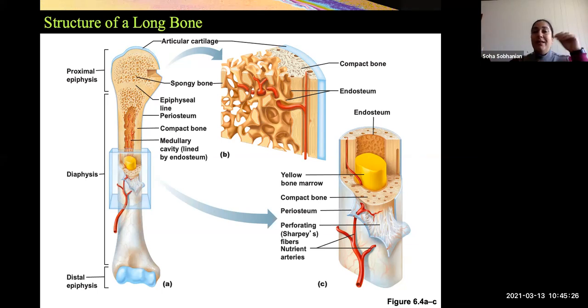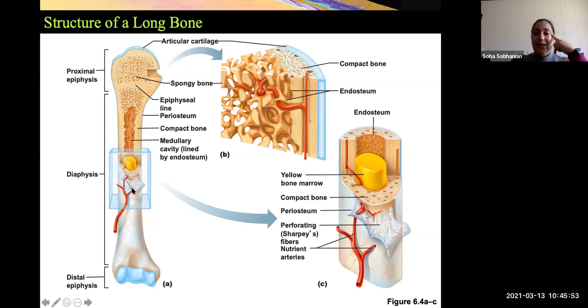So in children, the medullary cavity is actually filled with red bone marrow. But as a person ages, the red bone marrow is just going to go to the epiphyses, or the ends of the bone, and then the space is going to be filled with yellow bone marrow instead. So there is a distinction when you look at a child's bone versus an adult bone.